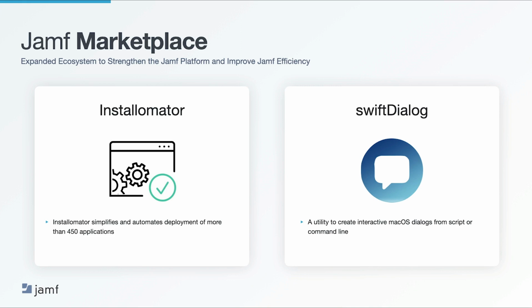Two of these tools that we're going to take advantage of that are from the Jamf Marketplace are Installomator and Swift Dialog. Installomator is a tool which simplifies and automates deployments of more than 450 applications. And the best part is, we don't need to maintain multiple software titles in terms of uploading packages to Jamf School, or keeping things up to date, or ensuring each build of a machine has the latest version of the software, because Installomator takes care of all of this for us. And then Swift Dialog is a utility that creates macOS dialogues and feedback screens to the users using variables in scripts or from the command line.